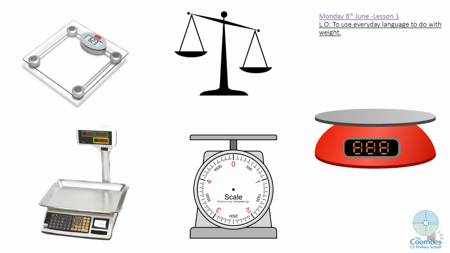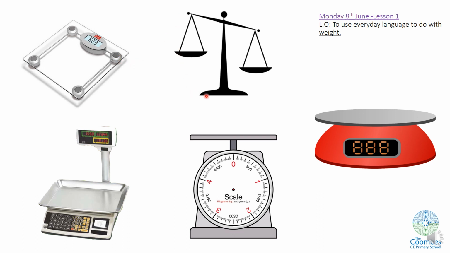So on the screen here, I've got lots of different ways that we will see objects being weighed in our everyday life. Here we have a weighing scales that we normally stand on to find out how much we weigh. We can use this to find out if we are a healthy weight. And that is the weight of our body that we would use that for. Sometimes we use it for suitcases when we go on holiday.